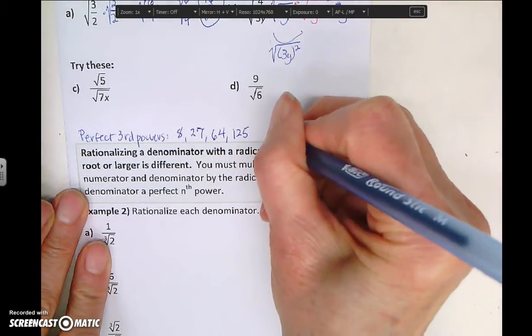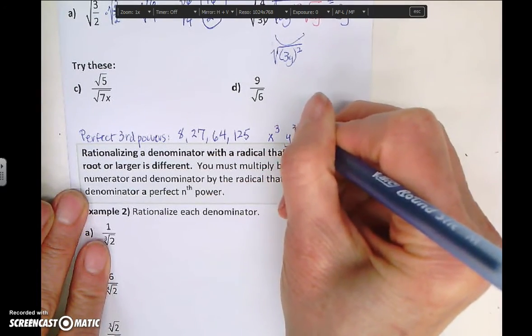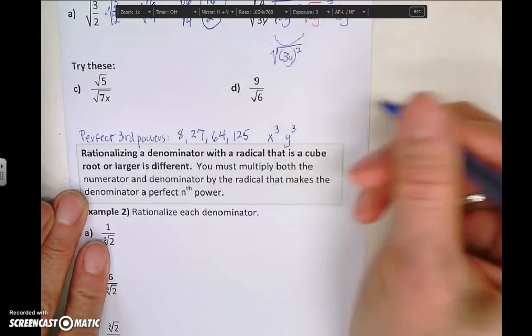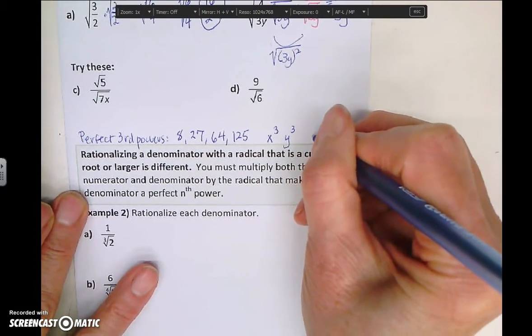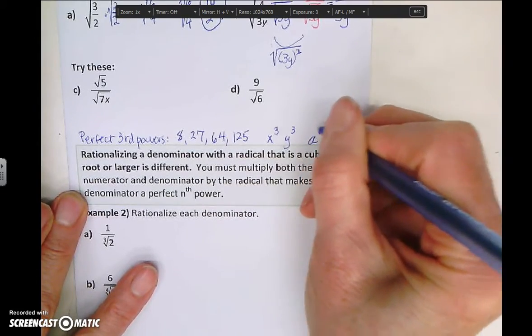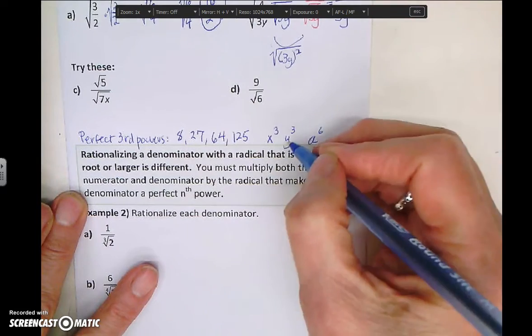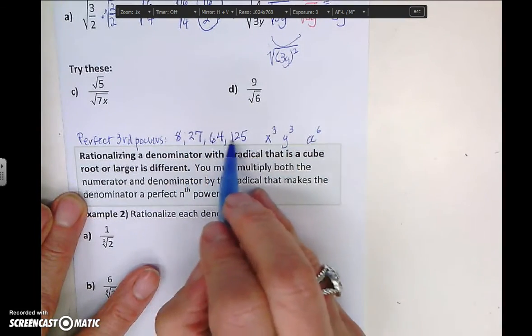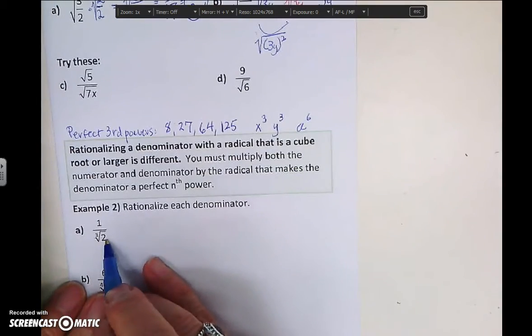And then for variables, we'd have to have an exponent of 3. So x to the third, y to the third, any combination with a 3 there, you could also have like an a to the 6. So some exponent that my 3 will go into evenly. So these are perfect third powers, and I want to change my denominator into that.